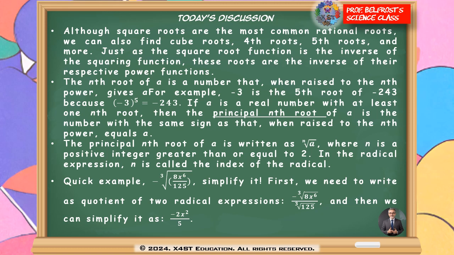So, quick example, we have the expression as shown in the slide. You are about to simplify it. So, how can we do this? First we need to write it as a quotient of two radical expressions. So we have minus cube root of 8 times x to the 6 divided by cube root of 125, and then we can simplify it as minus 2 times x squared divided by 5. Very easy.